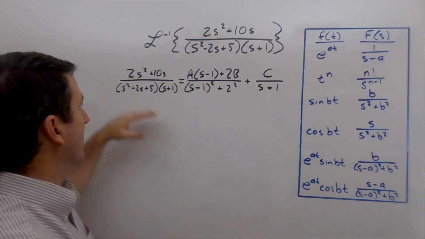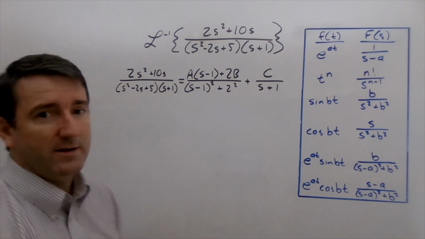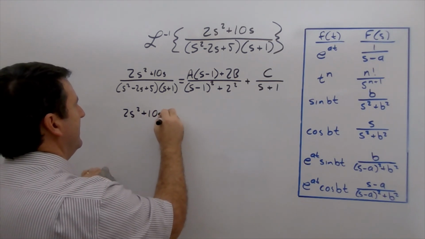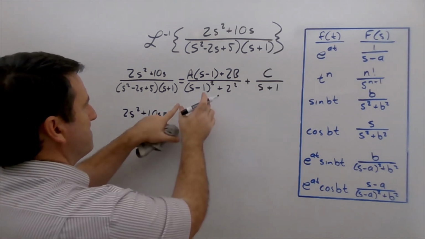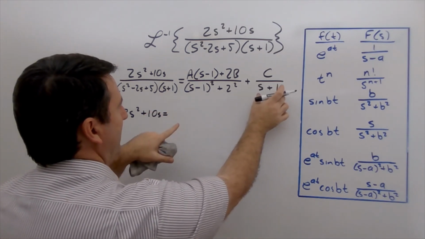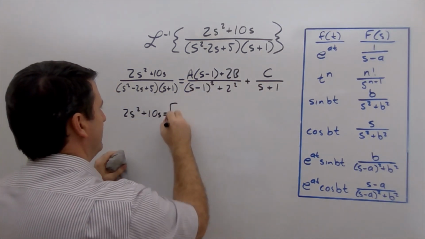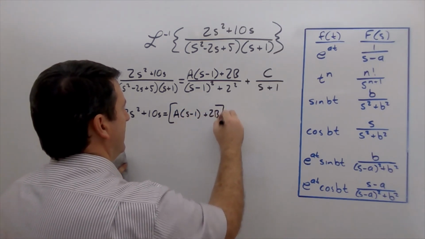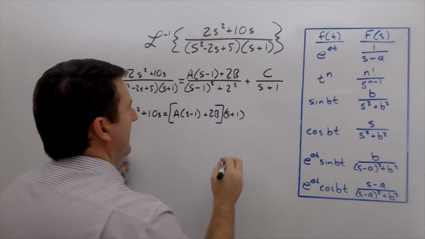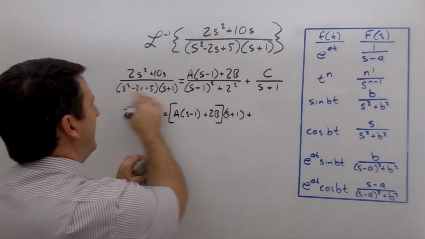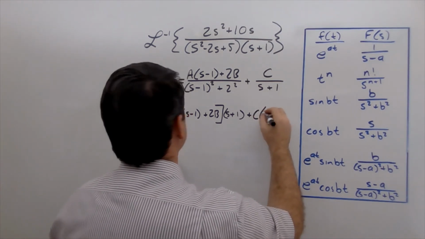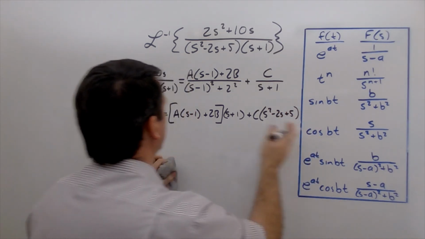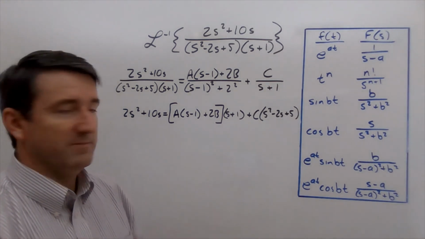All right, now, as before, we're going to multiply both sides of this equation by our common denominator, and we're going to be left with 2s squared plus 10s is equal to, here we're going to have s plus 1 times all of this. So we're going to have a times s minus 1 plus 2b times s plus 1 plus c times all of this. So c times s squared minus 2s plus 5. We could also put it in this form, but it really doesn't matter here.